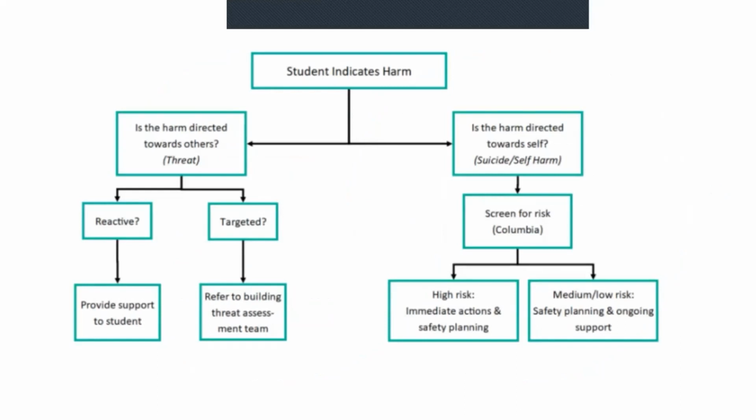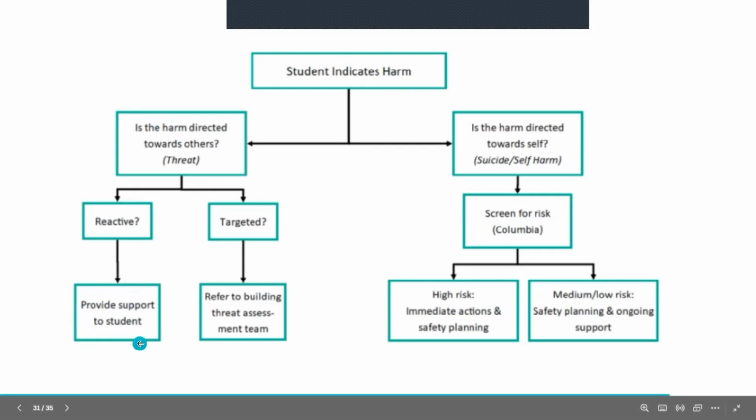This is just a flow chart that has been helpful, because sometimes when students say things, it can be like, okay, which process do we use? This is something I had developed. If they indicate they want to harm, sometimes we really have to tease out, is it towards themselves or towards others? If it's towards others and it was reactive, we want to ask them about it. Most likely it's going to be providing support to that student.